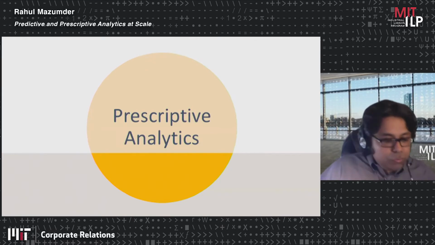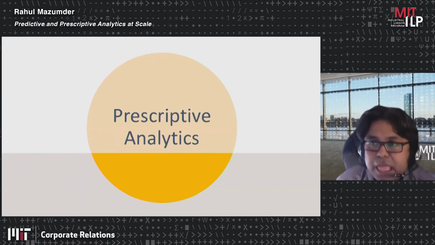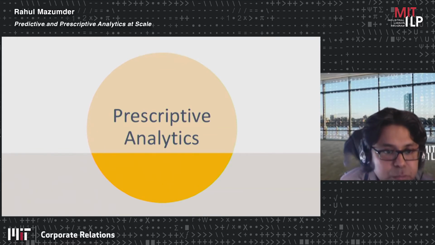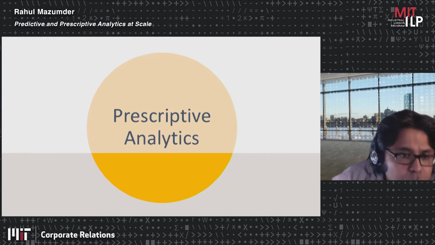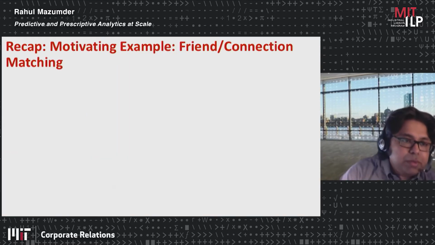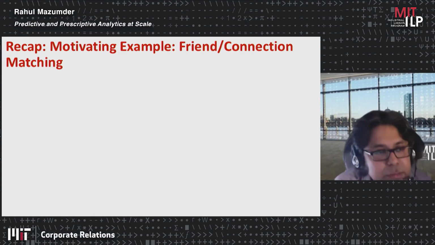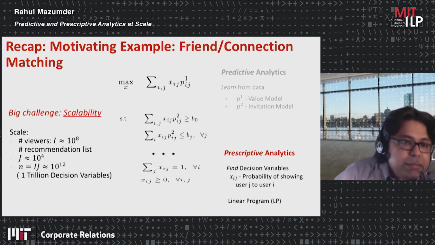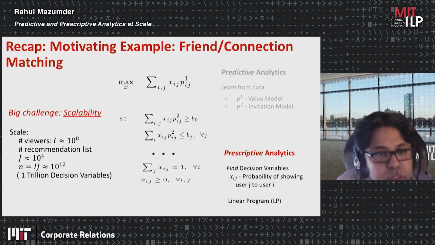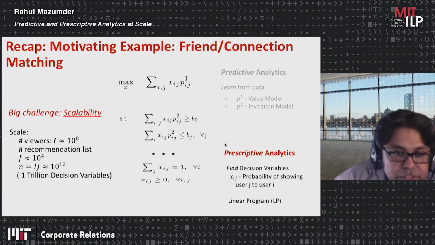All right, so in the remaining amount of time, I'd like to switch gears and talk about the prescriptive analytics part of the problem. So again, let's go back to the motivating example that I spoke about, the friend or connection matching problem. We set up the problem in the following fashion. We want to maximize some value of user engagement subject to a bunch of constraints.